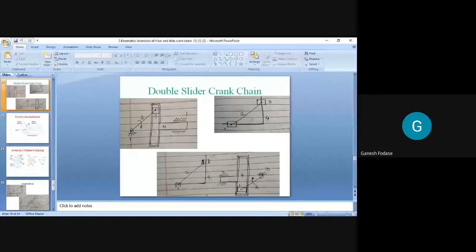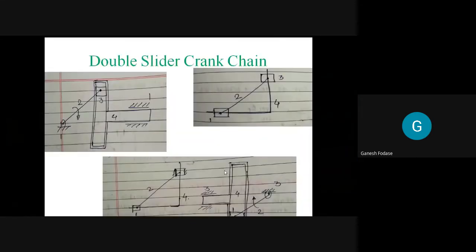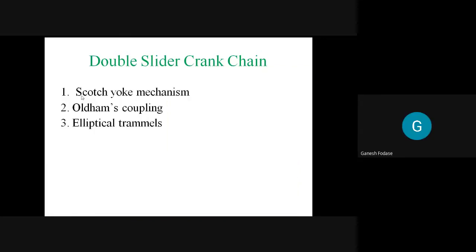So in the double slider, how many inversions have we completed now? In the double slider crank chain, how many inversions have we seen? Link 1 and 3 are fixed, and we obtain which mechanism? Scotch yoke. Remember, the application is Scotch yoke. So this first one we completed. Now we have to see the second and third inversion of a double slider crank chain.